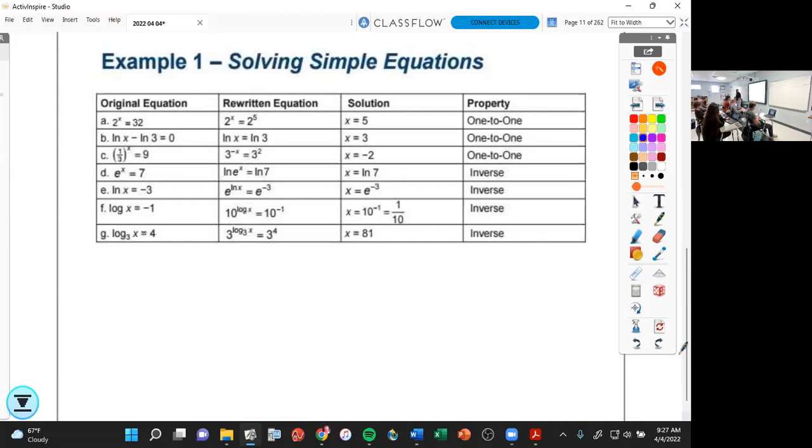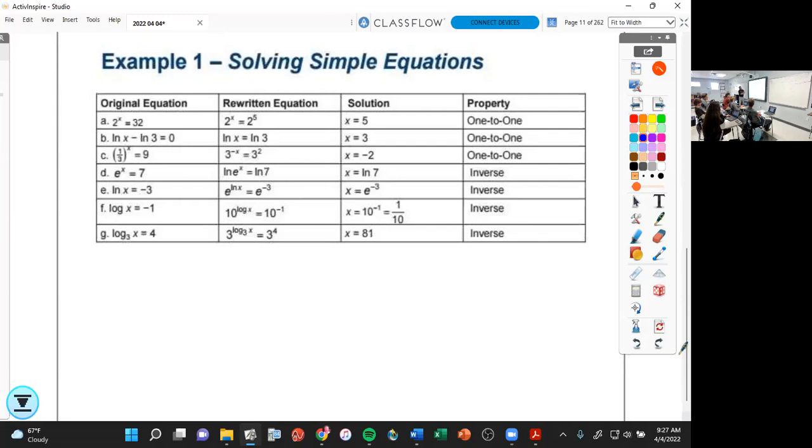1/3 to the x power equals 9. How could I write 9 with a base of 1/3? Or could I change them both to base 3? 1/3 is 3 to the negative 1, and 9 is 3 squared, which means negative x equals 2. But x isn't 2, right? Negative x is 2. Well, if negative x is 2, then x has to be negative 2. One-to-one property.